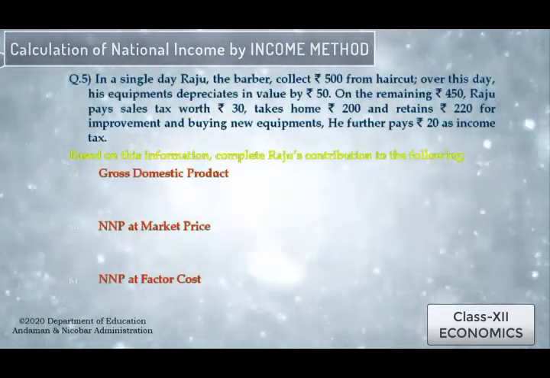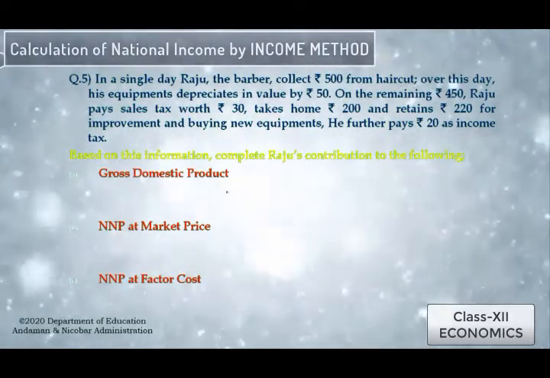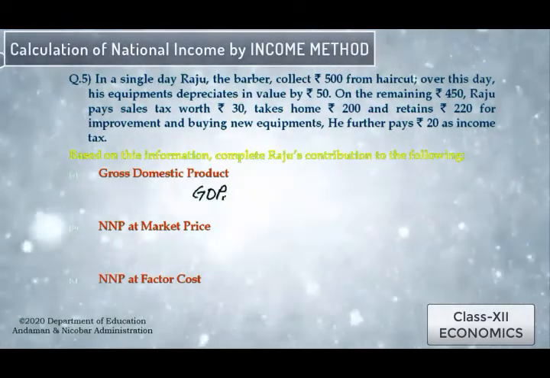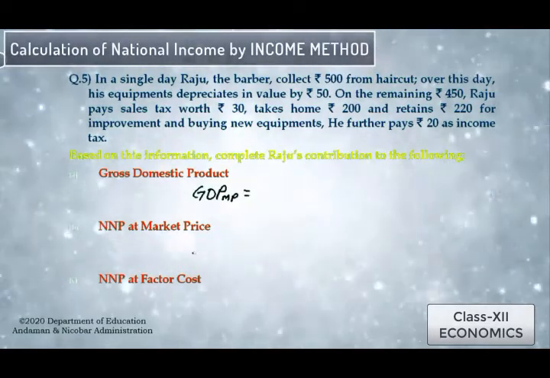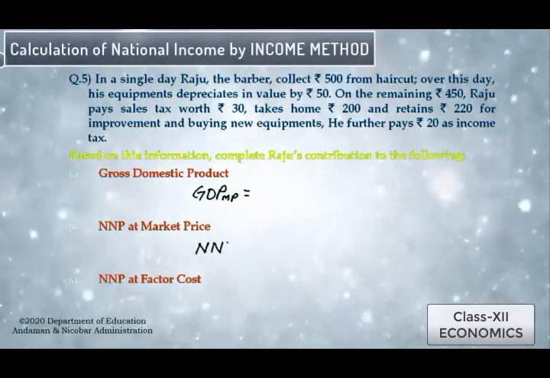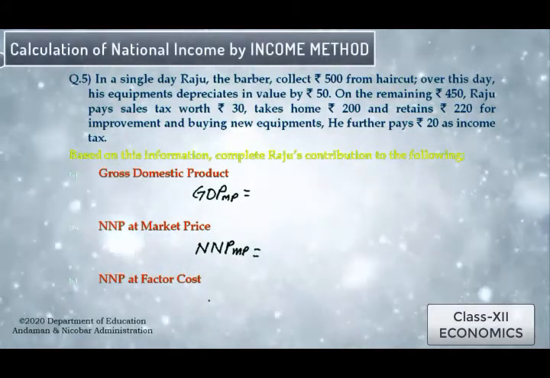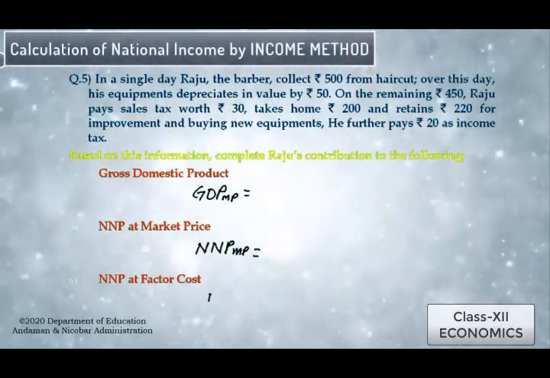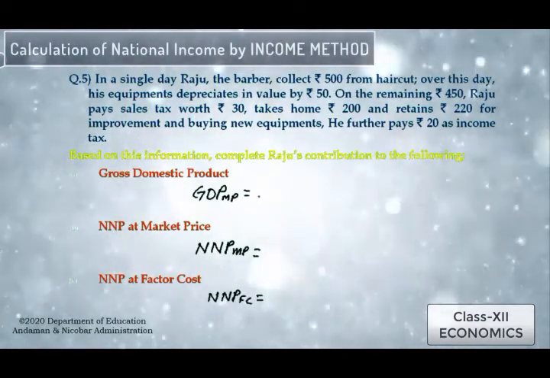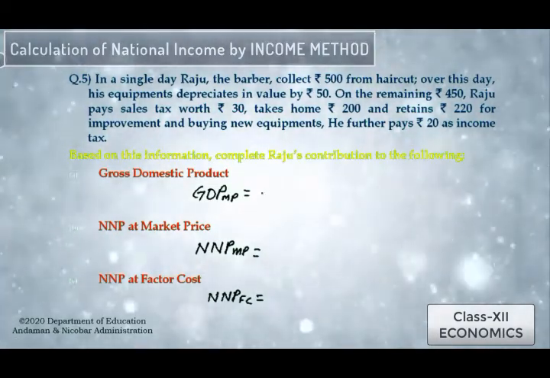Okay students, in this question we need to calculate Raju's contribution to GDP, that is gross domestic product first, that is GDP at market price. Then we need to calculate the value of NNP at market price, that is net national product at market price. And in the third option we need to calculate the value of NNP at factor cost. So these three values need to be calculated here. So first of all we will get the value of GDP.